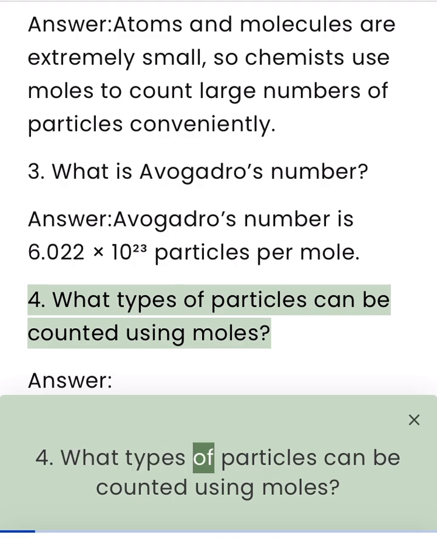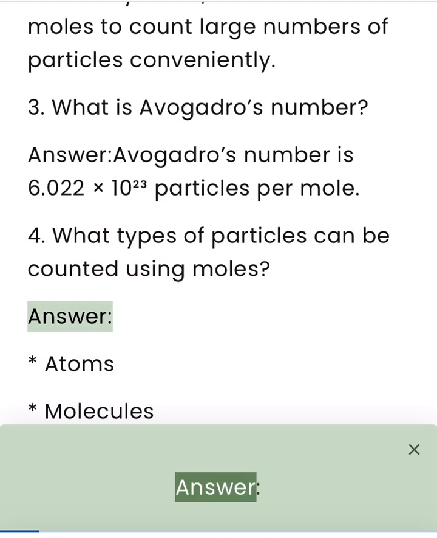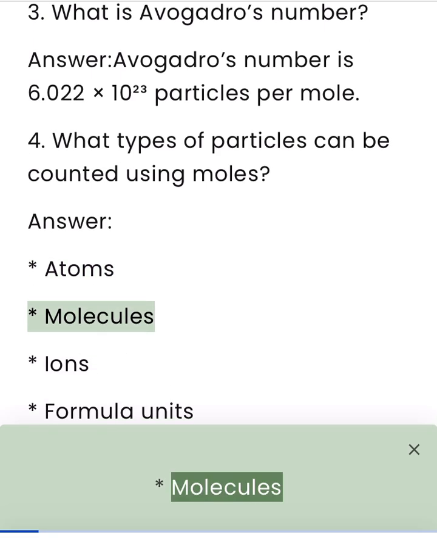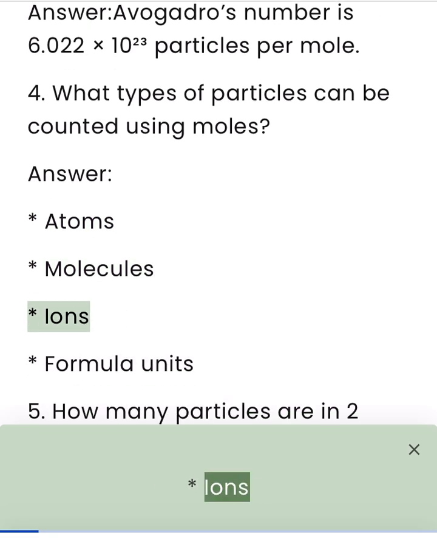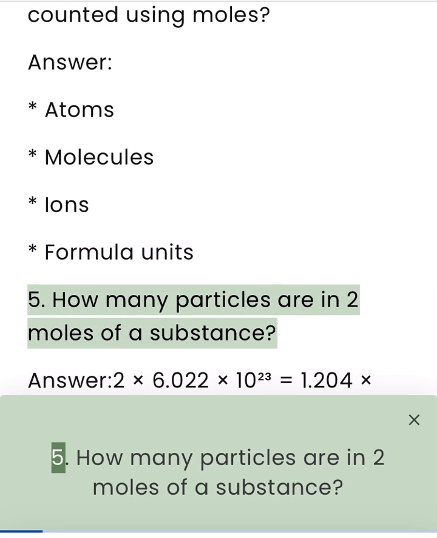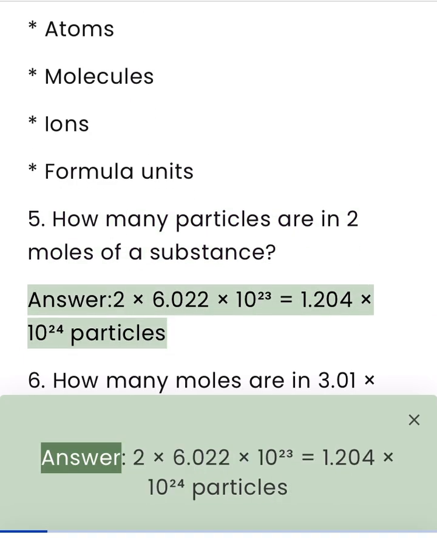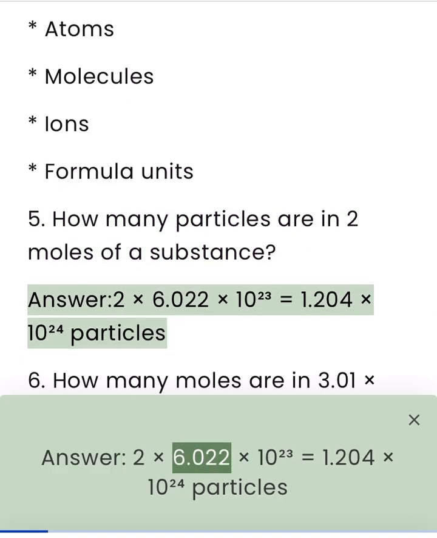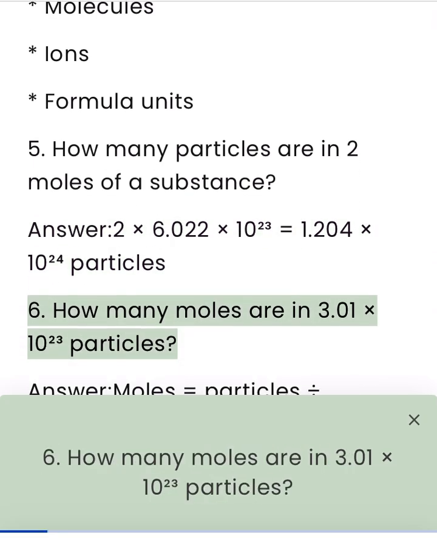4. What types of particles can be counted using moles? Answer. Atoms, molecules, ions, formula units. 5. How many particles are in 2 moles of a substance? Answer. 2 × 6.022 × 10^23 equals 1.204 × 10^24 particles.